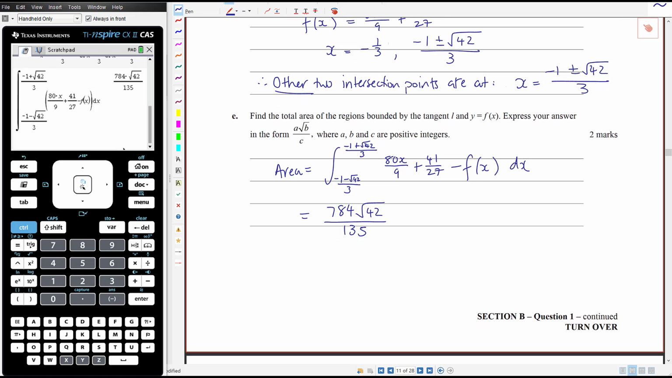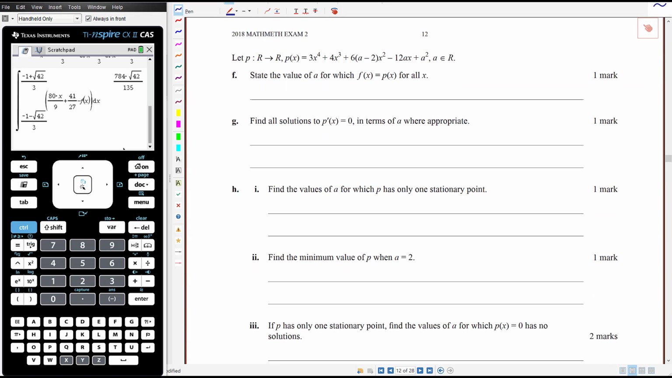Alright, so again, 2 marks, 1 for setting up the right integral, 1 for giving the right answer in the correct form. Okay, let P be another function. I'm going to define that before I do anything with it.